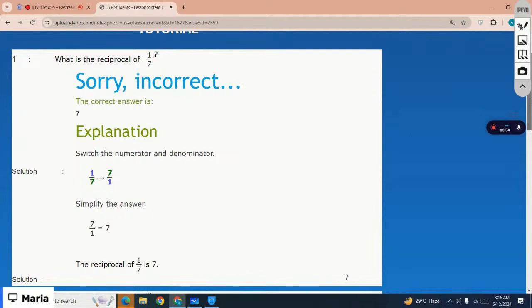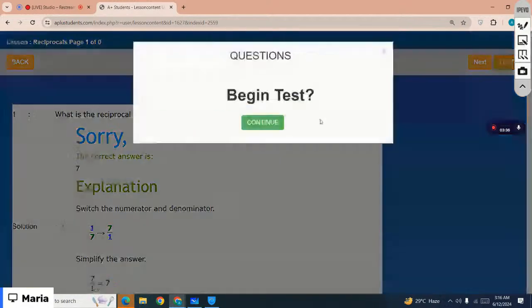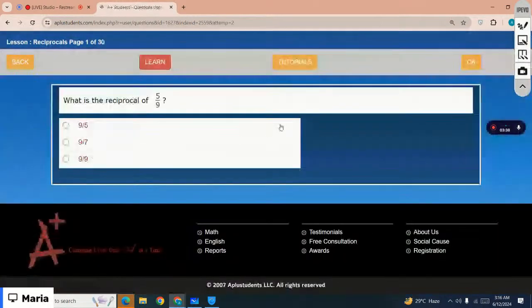Let's just start with the test questions. What is the reciprocal of 5 over 9? Which is the correct option?